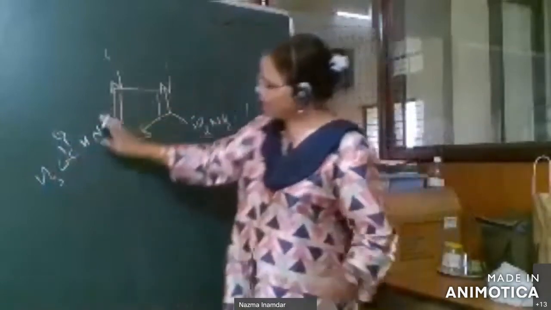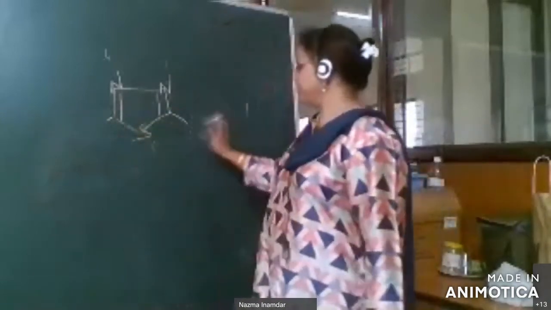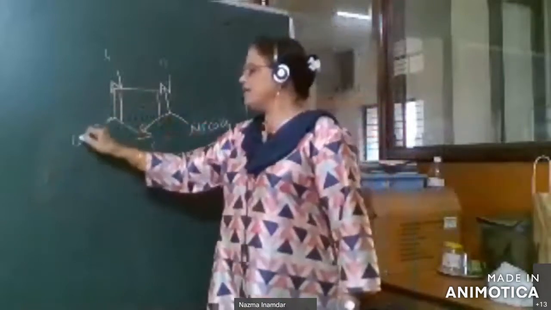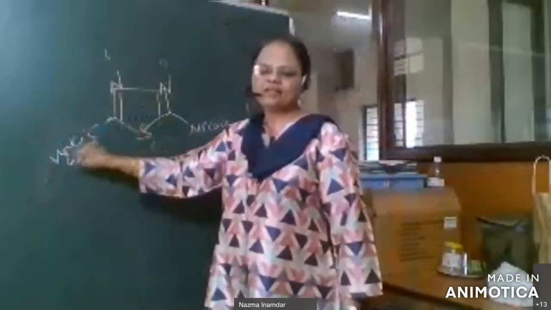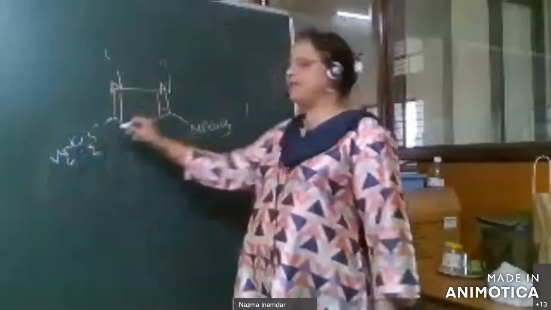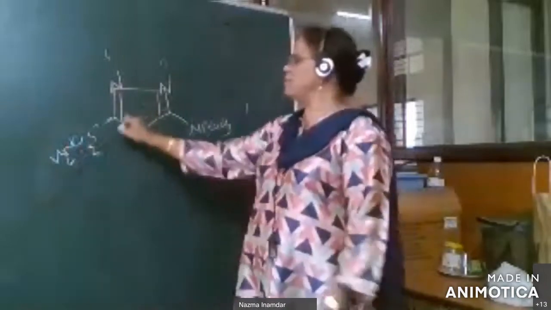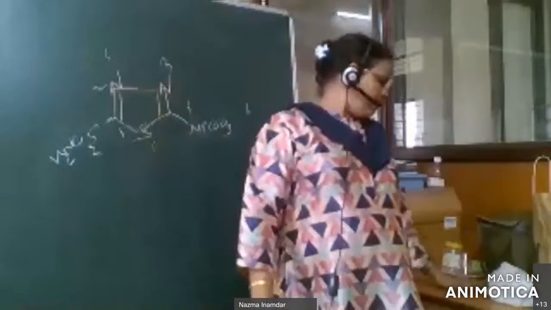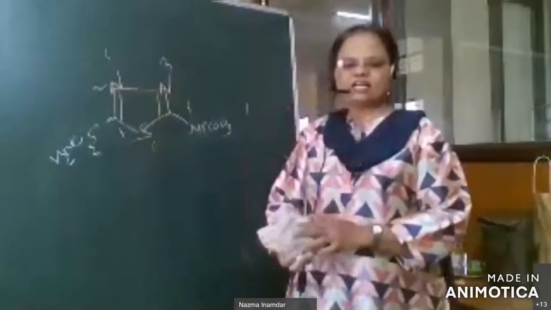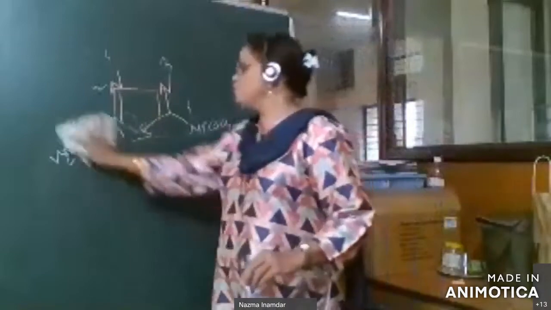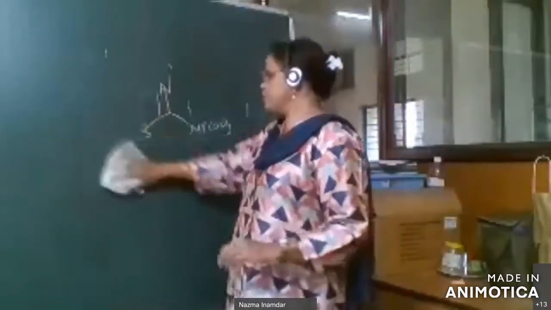You can write it the other way also. It won't make any difference, because here the numbers are the same. If you have N and S, you will give preference to S, so the numbering will be 1, 2, 3, and 4. The difference is not there in the structure, only when you are applying the IUPAC. So this molecule is acetazolamide.